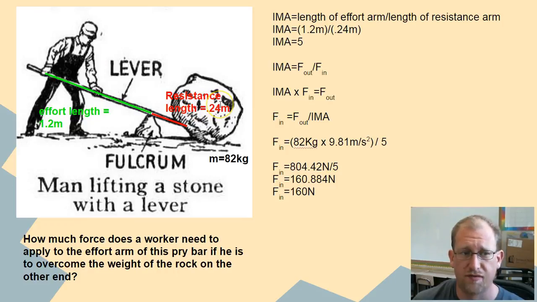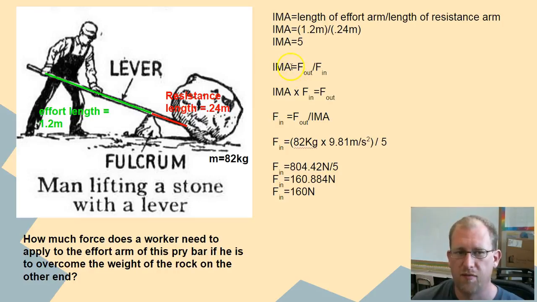Here we've got a worker trying to lift a rock. And how much force does the worker need to apply to the effort arm of this pry bar if he is to overcome the weight of the rock on the other end? From the fulcrum, he's got a 1.2 meter effort arm. He's got a 0.24 meter resistance arm, and the rock itself has a mass of 82 kilograms. So let's calculate the ideal mechanical advantage first. It's effort arm divided by resistance arm. So here 1.2 meters divided by 0.24 meters is 5. And again, no unit. It's just a multiplication factor of 5.